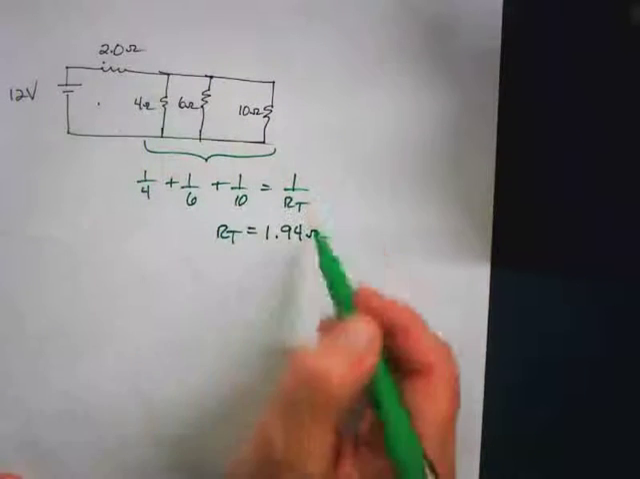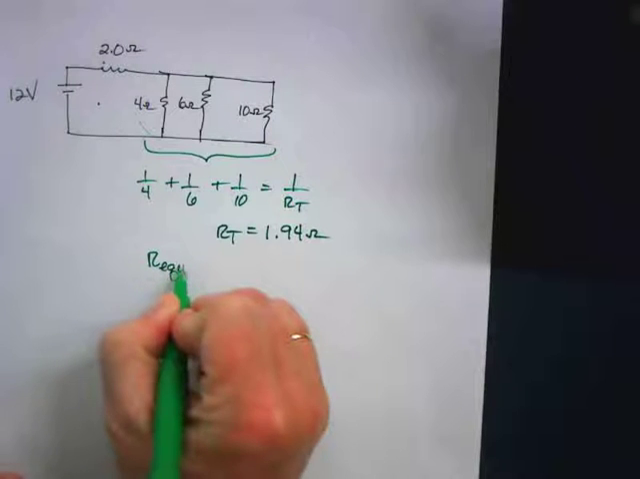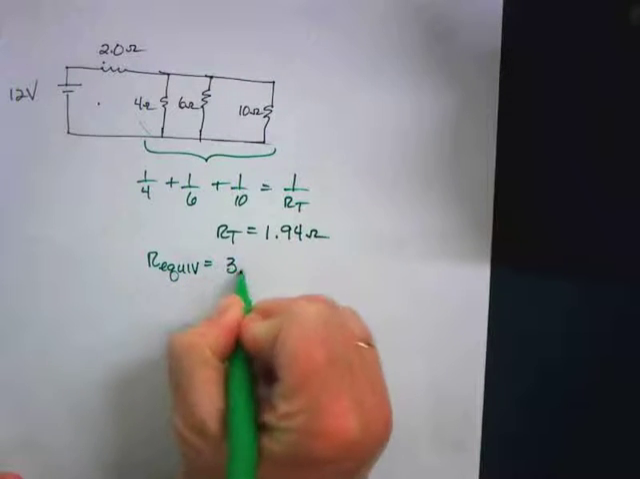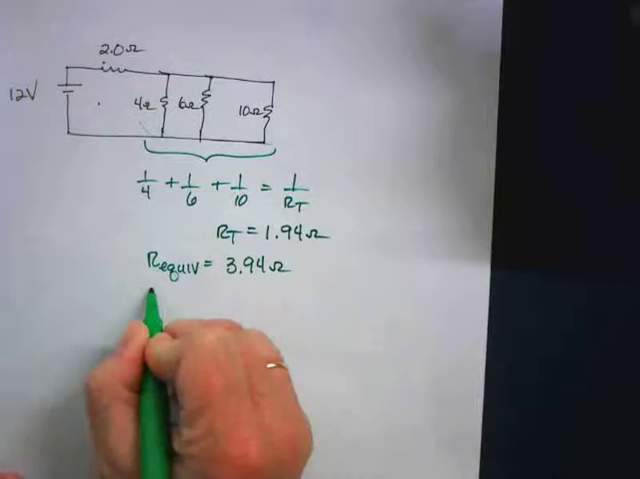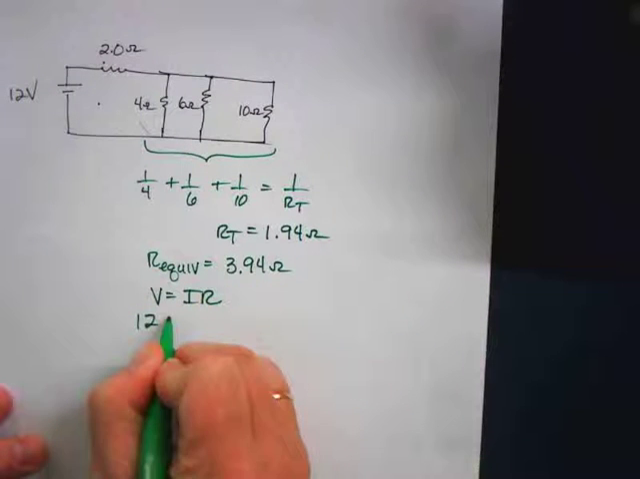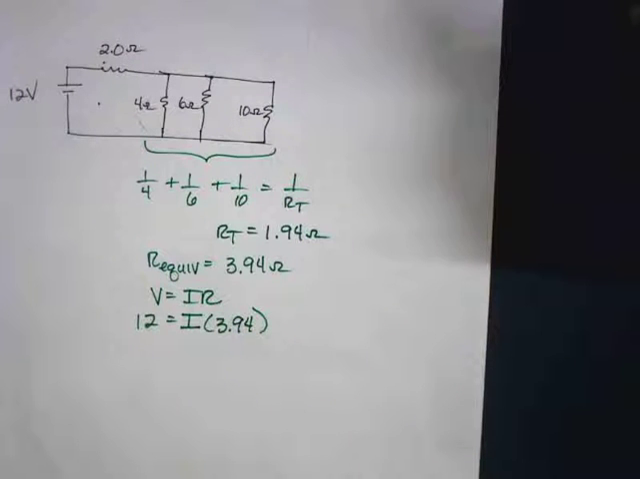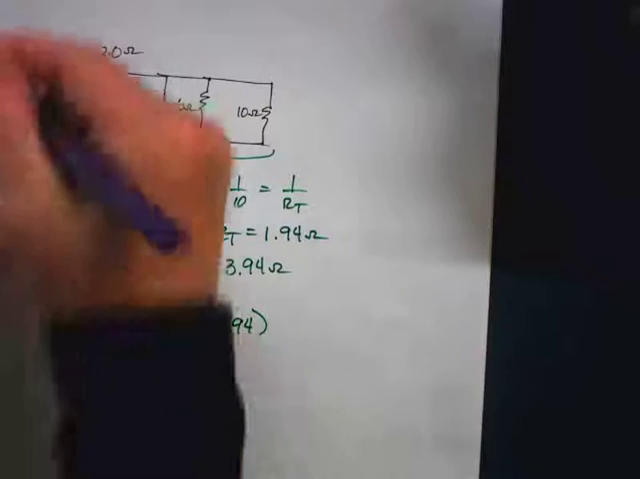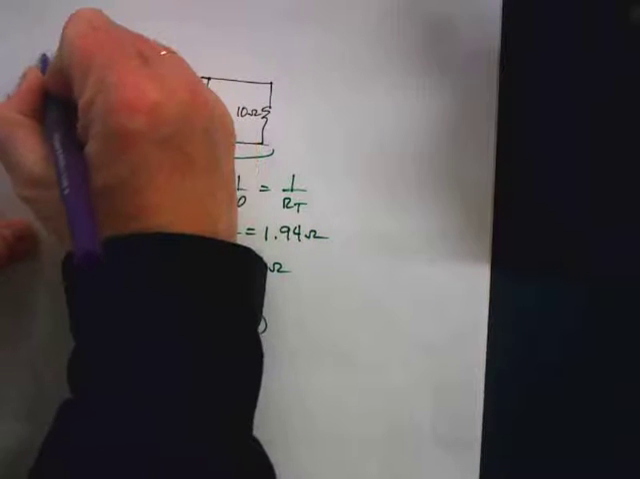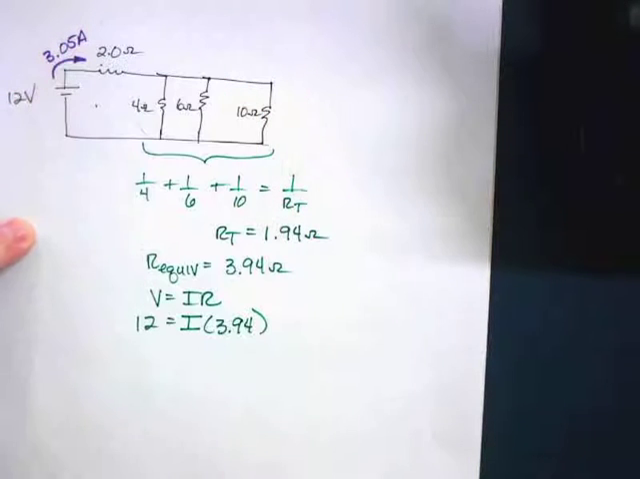So the total resistance would be 1.94 plus 2. So the equivalent resistance equals 3.94. And if we do V equals IR, the voltage is 12. The current coming out of the battery is what we'll solve for. Divide 12 by 3.94. You get a current of a little over 3 amps coming out of the battery. So it would be about 3.05 amps.